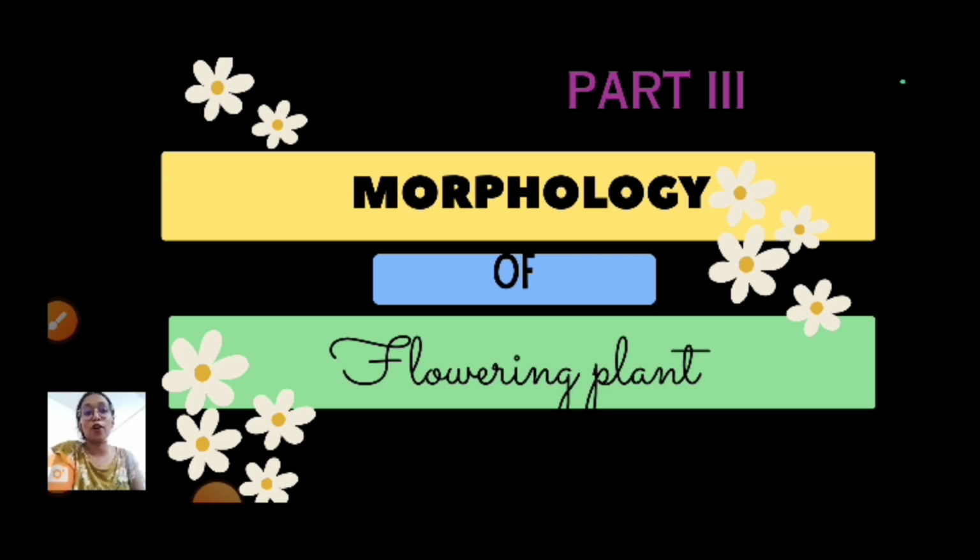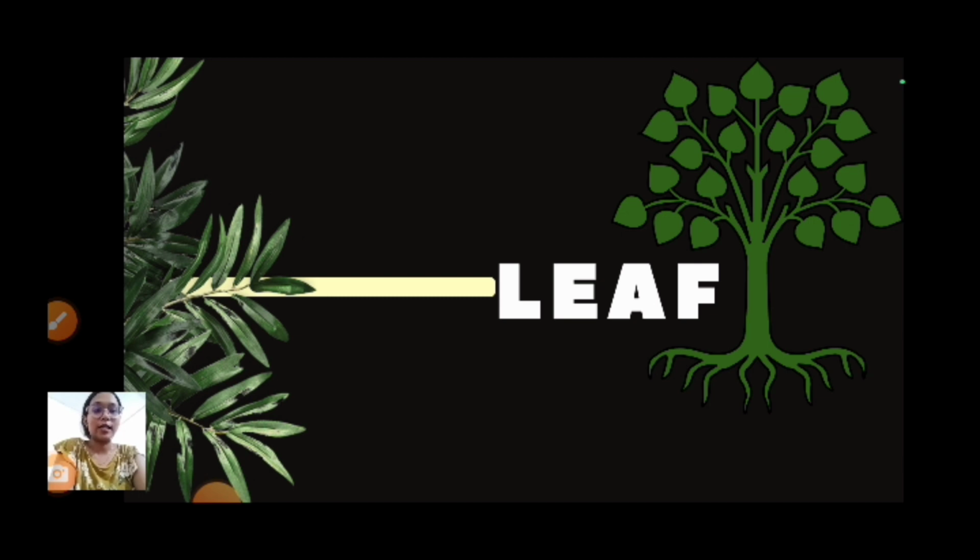We were doing morphology of flowering plants, and now part 3 will start. In our previous video, in part 1, I have already discussed roots, and in the second part of the video, I have discussed the stem. So in this video, we are going to discuss the leaves. Okay, so let's start. Leaves.